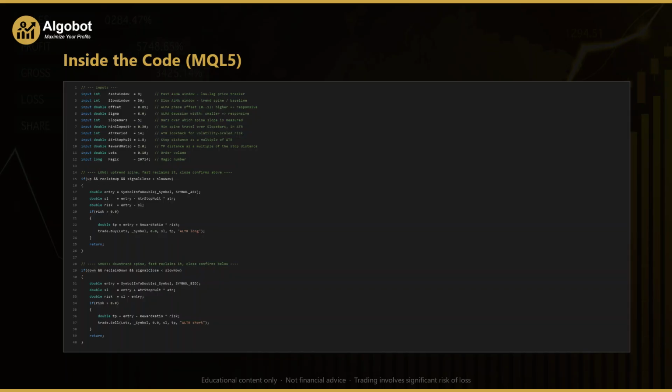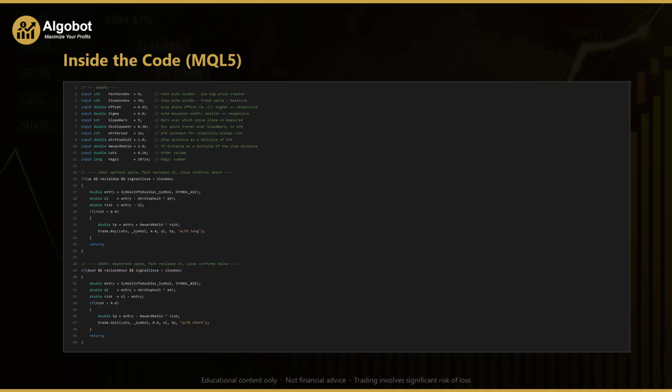The stop loss is the entry minus ATR stop multiple times ATR. The code confirms the risk is positive, then sets the take profit as the entry plus reward ratio times that risk. Finally, trade.buy sends the order with the stop and target attached.